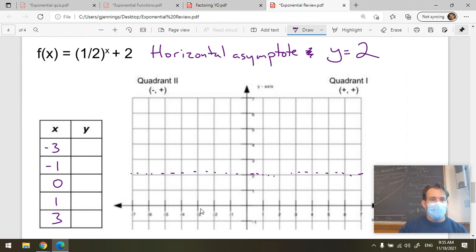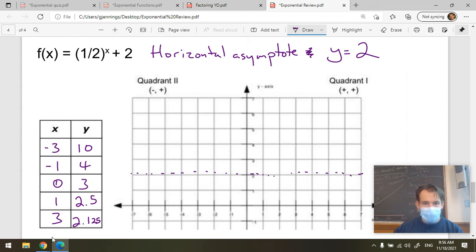Okay, so let's put that in. 1 over 2 to the -3, that's 2 to the 3, so that would be 10. I can do these in my head. -1, you can use a calculator if you need. That's going to be 4. 0, this is going to be a 1, so that's going to give us 3. Raised to the power 1, so that'll be 1/2 plus 2. This is 2.5. And 3, this is 1 over 2 to the power 3, so that'll be 1 over 8 plus 2. So that's 2.125.